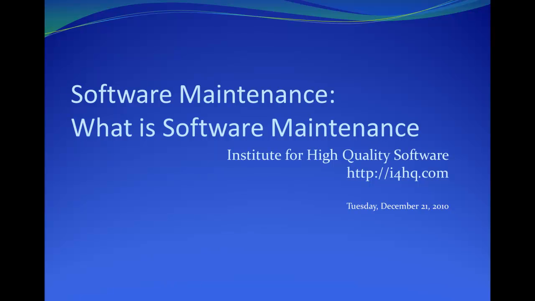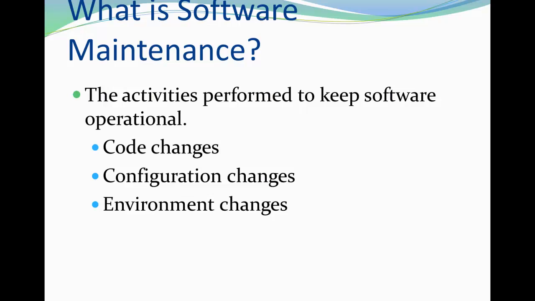So to begin, what we're going to do is define software maintenance. So what is software maintenance? We define software maintenance as the activities performed to keep software operational. We have broken down those activities into three categories: code changes, configuration changes, and environmental changes. And we'll define each of these categories in the rest of the lecture.